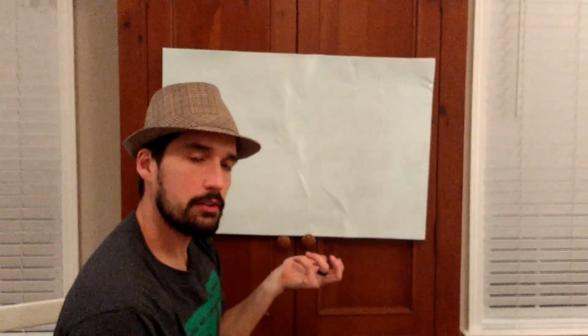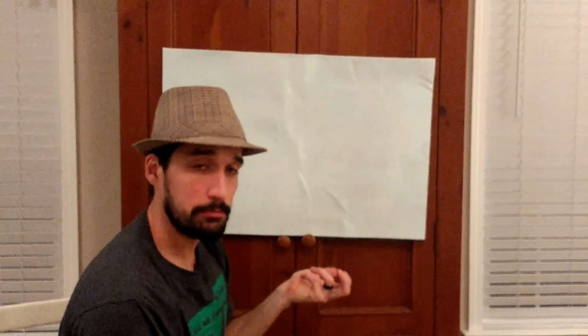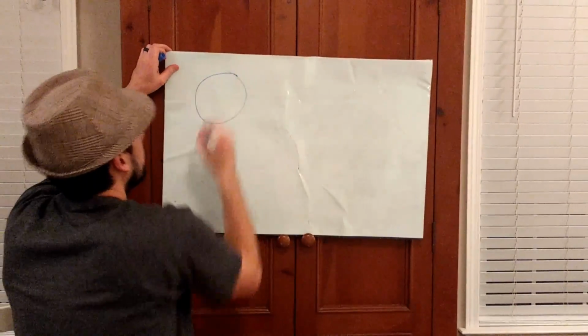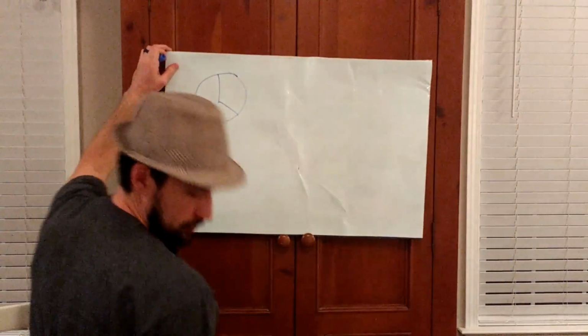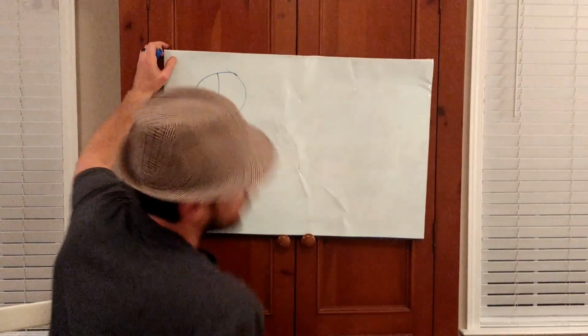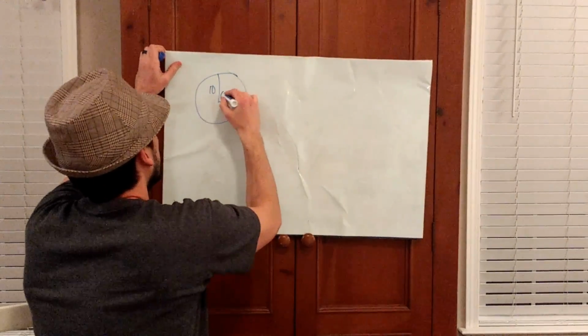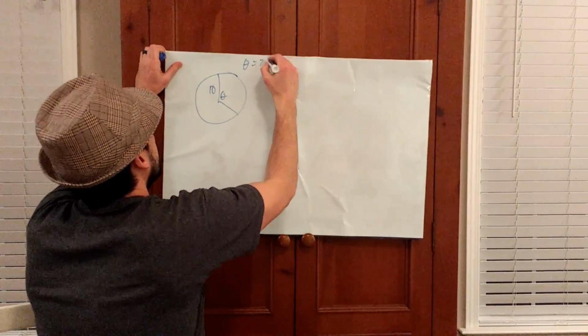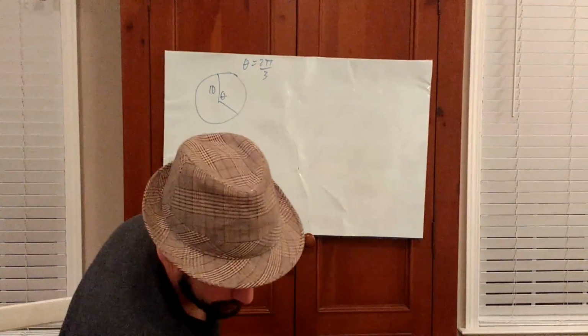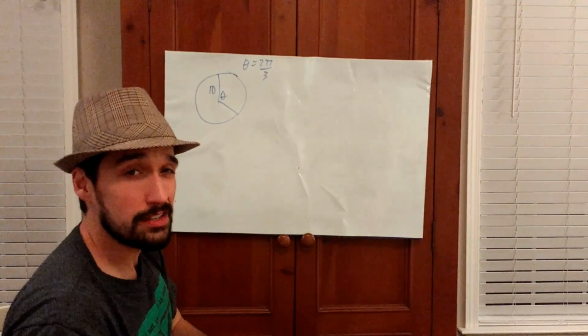So remember, sector was like a piece of pizza, right? A section of a circle. So find the area of the sector in a circle with a radius of 10 using the angle 2 pi over 3. Right? That's in radians, right? How do we recognize it's in radians?